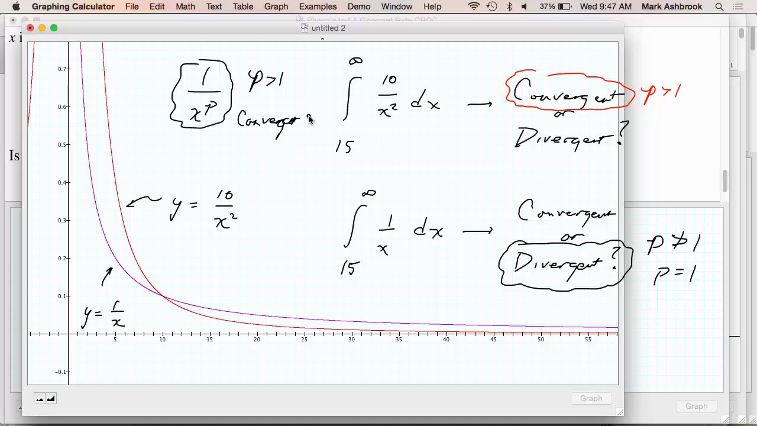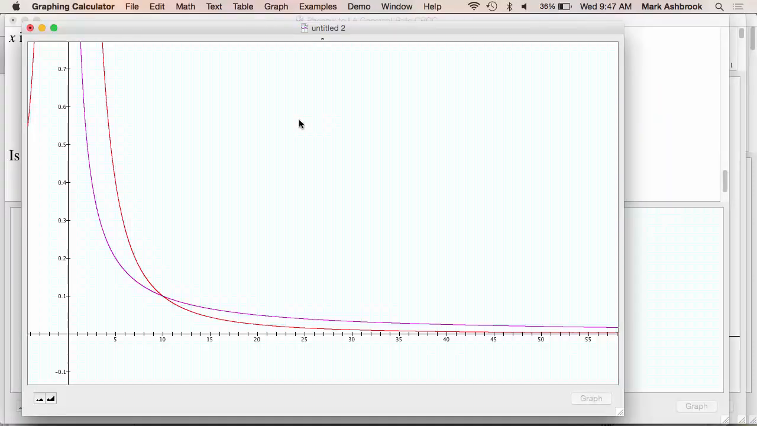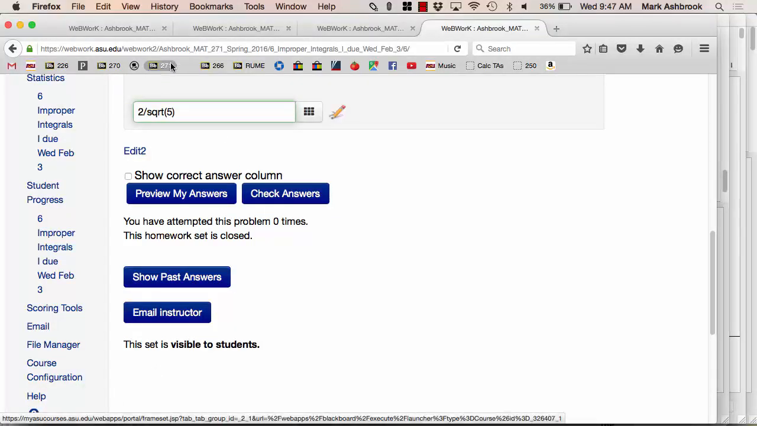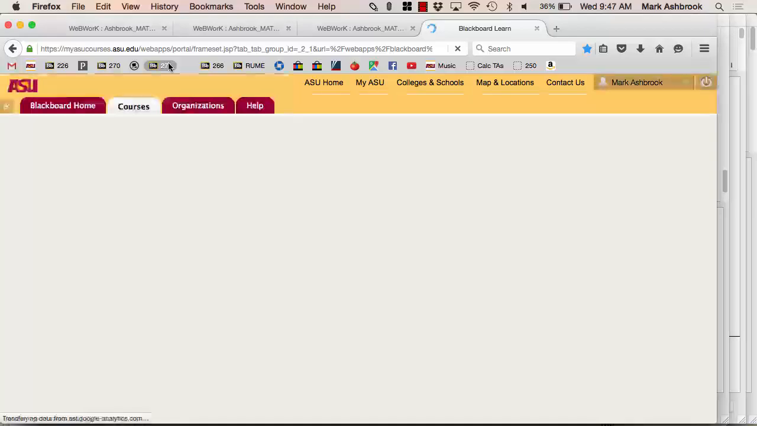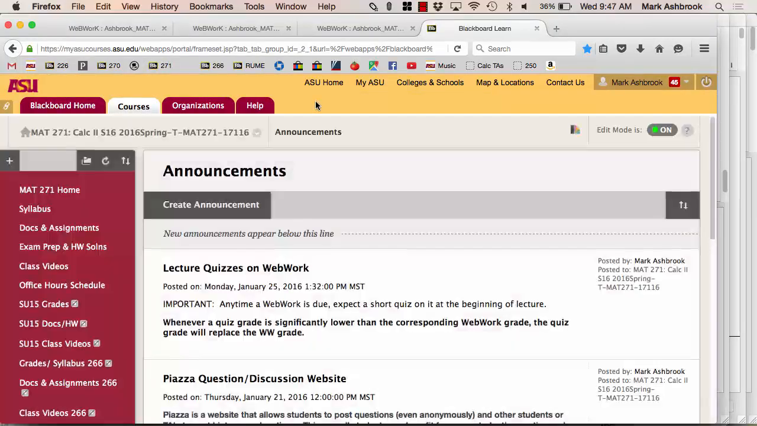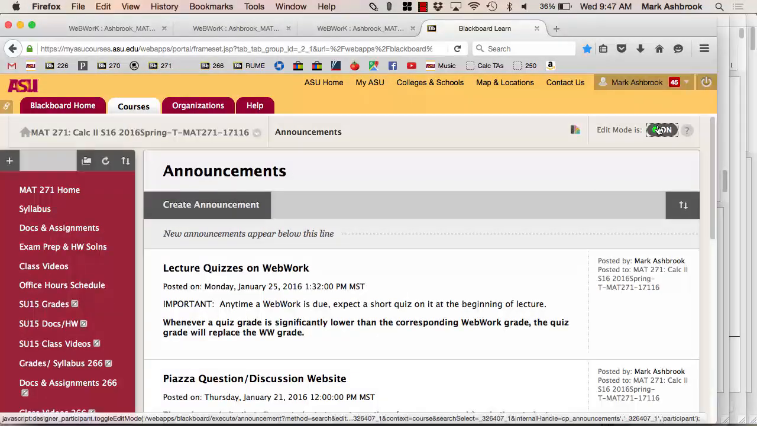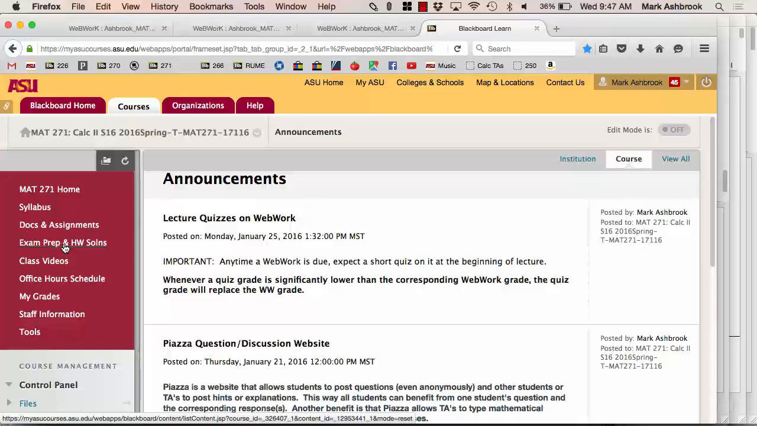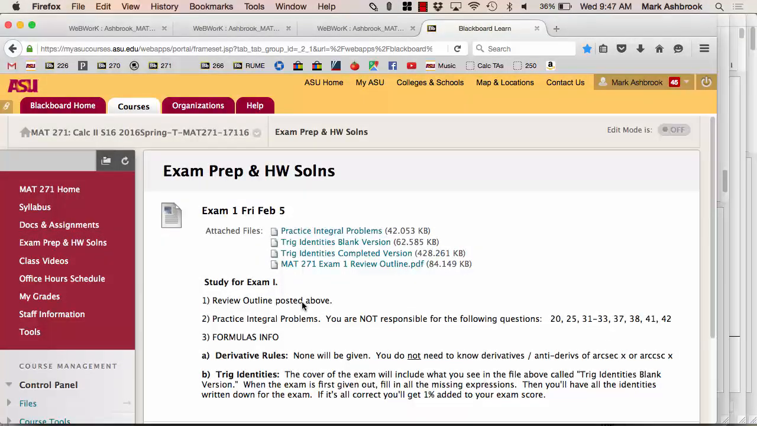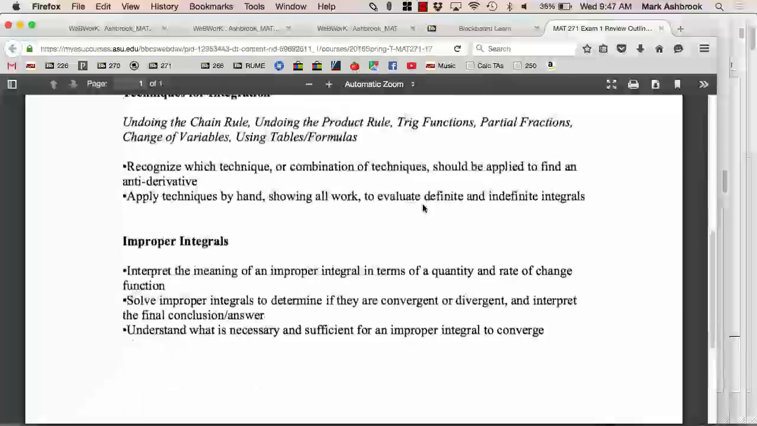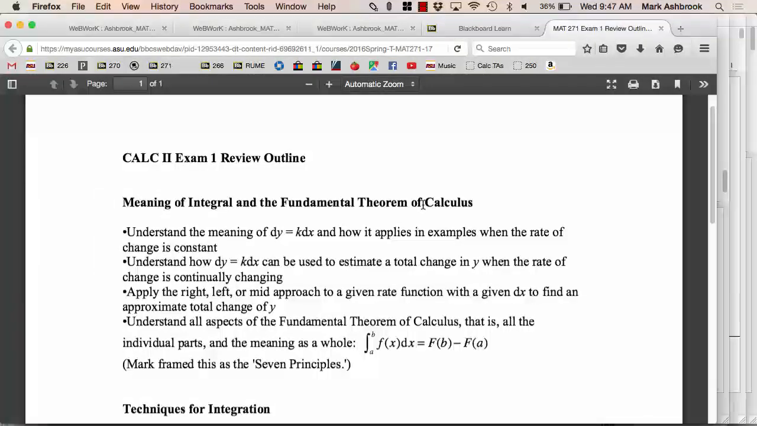Okay, let's just quickly, so again, your exam. You have review materials. I do want to do one more thing. So in exam prep and homework solutions, you've got all this stuff. You've got the review outline. This should be the centerpiece of your studying, okay? There's nothing on the exam that's not highlighted here.